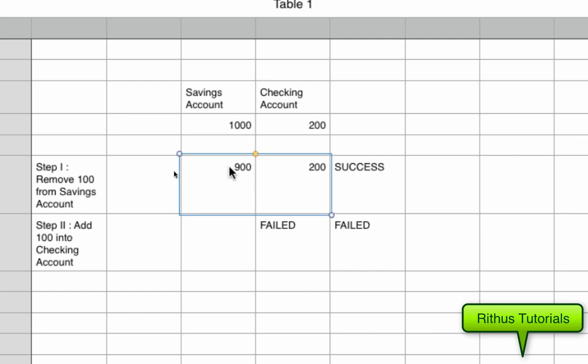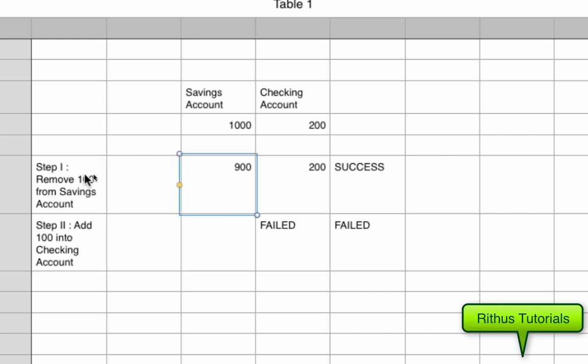So the current state of the system is my savings account has 900 and the checking account has 200, a sum of 1100, whereas earlier I had 1200. So basically this means I have lost $100 because there's some problem with the program which did the transfer. And this is exactly what transaction management tries to avoid. These two steps form a single transaction. Whenever I talk about a transaction, either all steps should be successful or none of the steps should be successful.